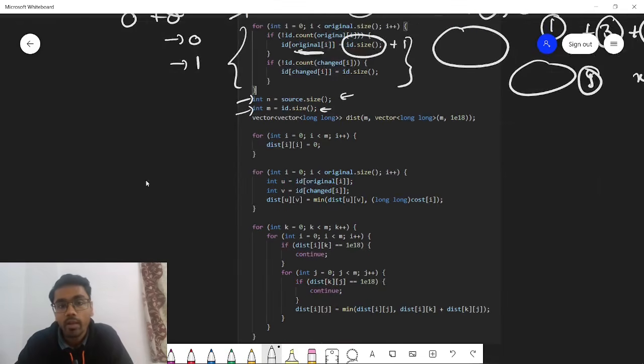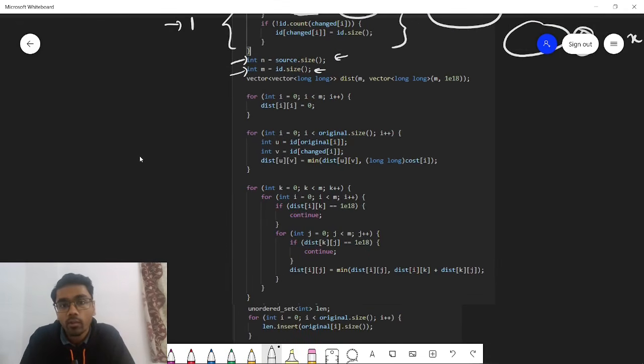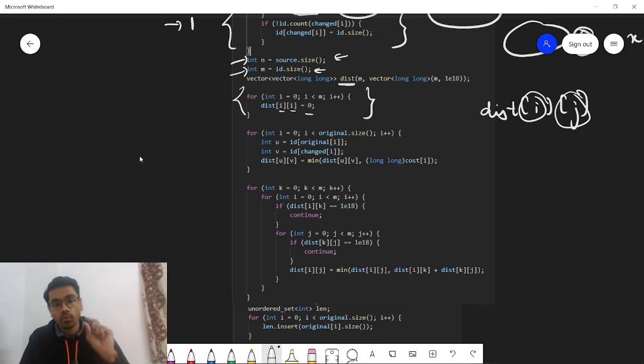Then we are applying the Floyd Warshall algorithm. The Floyd Warshall algorithm will give us the distance array. This distance array gives us what? Distance of i comma j is the minimum cost to convert string i to string j. So we are doing the base scenario first: distance of i comma i will be 0. Obviously, from a source string to itself the cost will be 0 only.